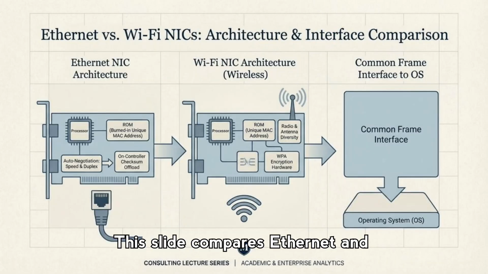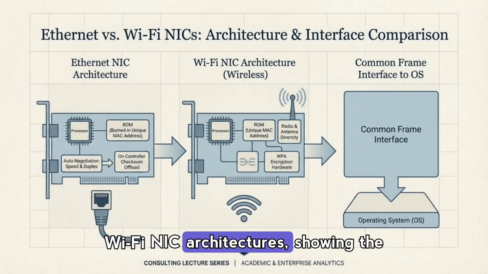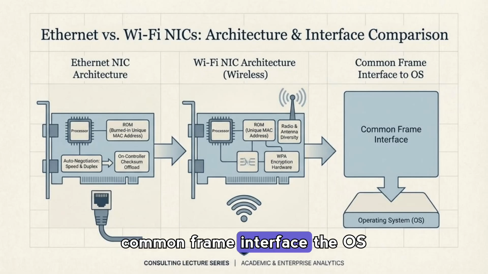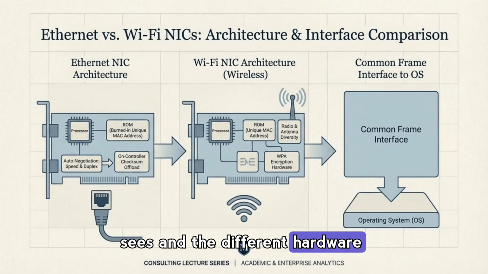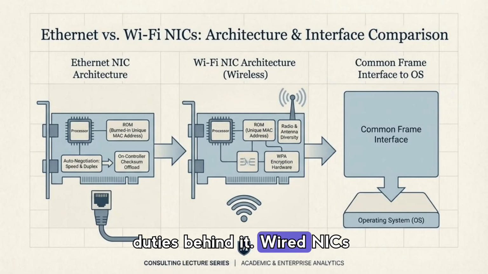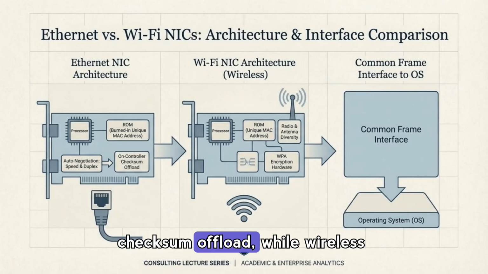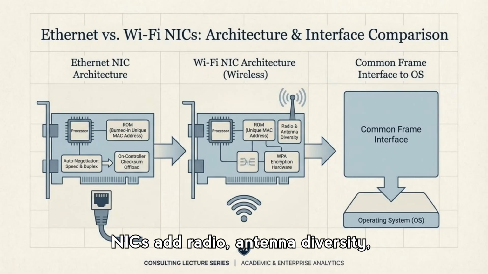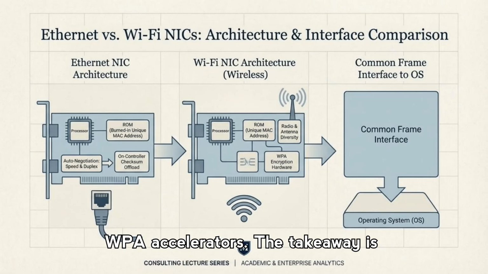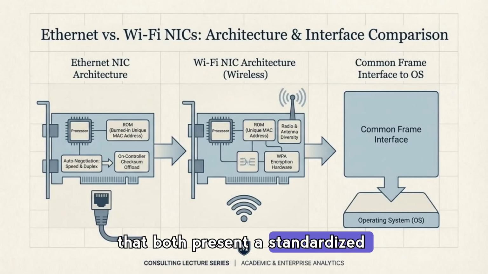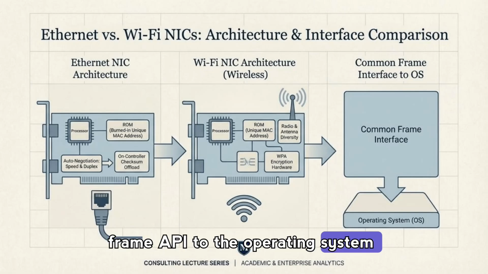This slide compares Ethernet and Wi-Fi NIC architectures, showing the common frame interface the OS sees and the different hardware duties behind it. Wired NICs emphasize auto-negotiation and checksum offload, while wireless NICs add radio, antenna diversity, and encryption hardware such as WPA accelerators. The takeaway is that both present a standardized frame API to the operating system despite very different underlying components.